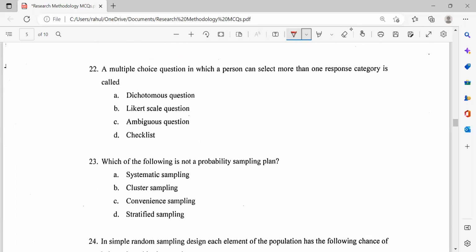Question number 22. So question number 22 is a multiple choice question in which a person can select more than one response category.